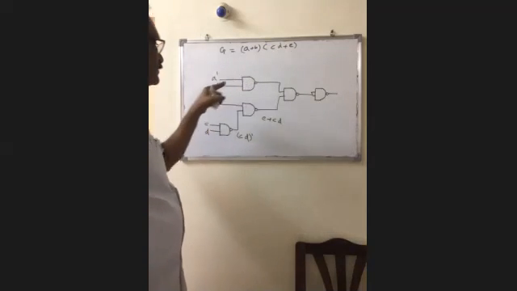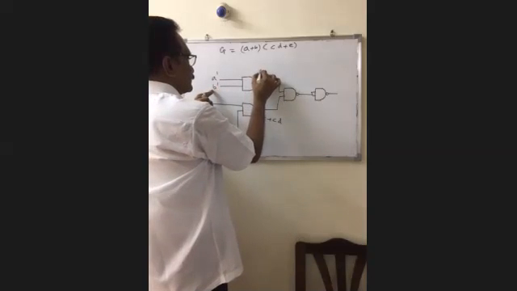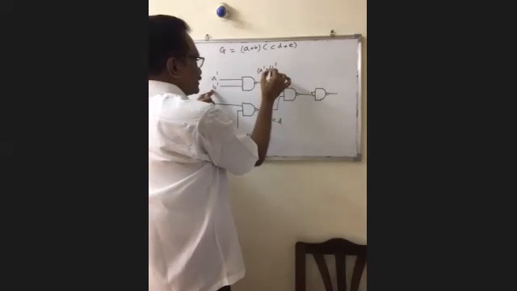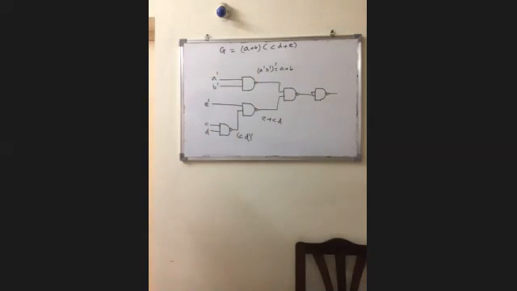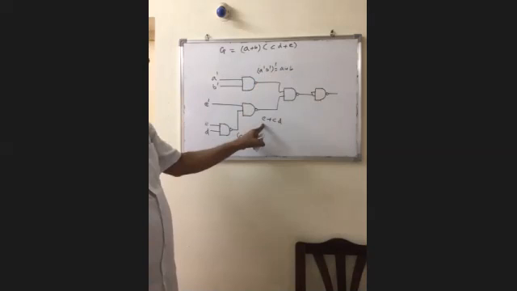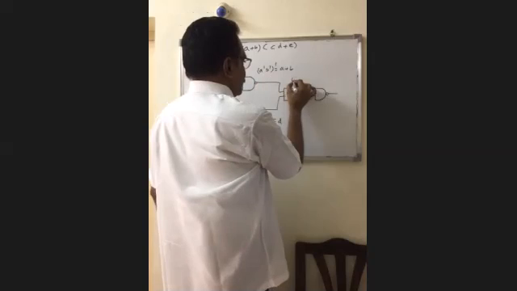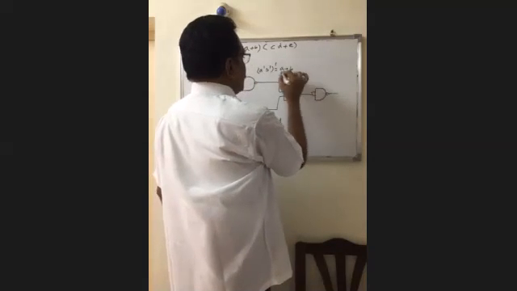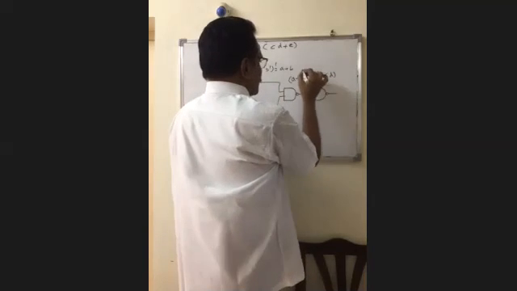Next, what is the output of this expression? A dash, B dash, whole dash, that is equal to A plus B according to De Morgan's theorem. What are the inputs to this one? One of the inputs is A plus B and the second input is E plus CD. So what is the output of this one? A plus B multiplied by E plus CD whole bar.